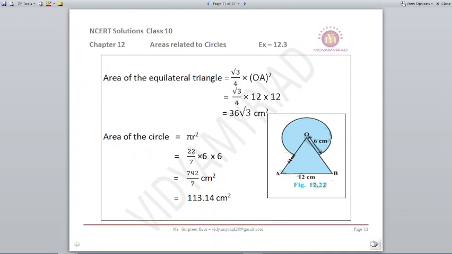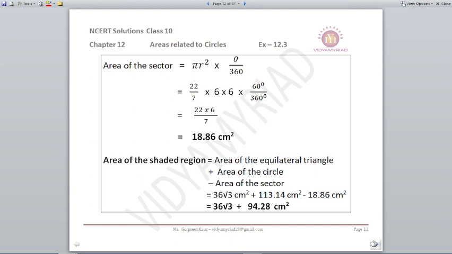So we have found out the triangle as a whole, and the circle as a whole. We also need to find the area of the sector so that we can subtract that, since it is a common area. So what is the area of the sector? Pi r square into theta upon 360. Pi is 22 upon 7, radius is 6 into 6, and theta is 60 degrees, which is the angle formed inside that triangle. On solving, we get 18.86 centimeters square.